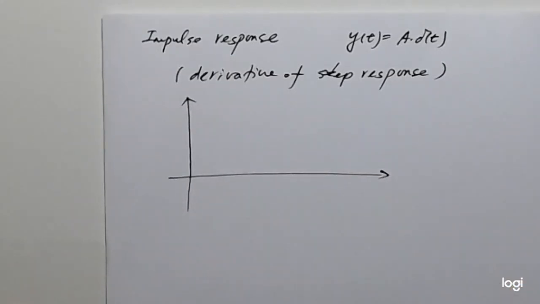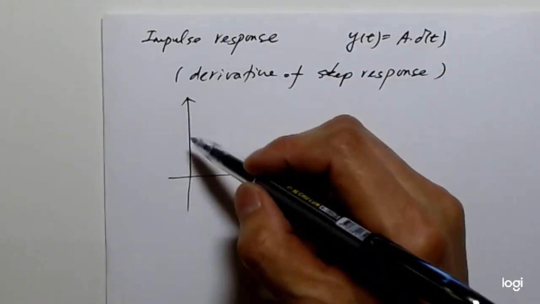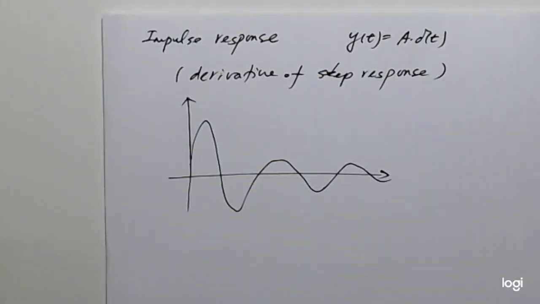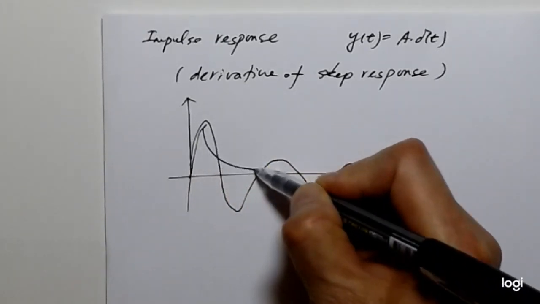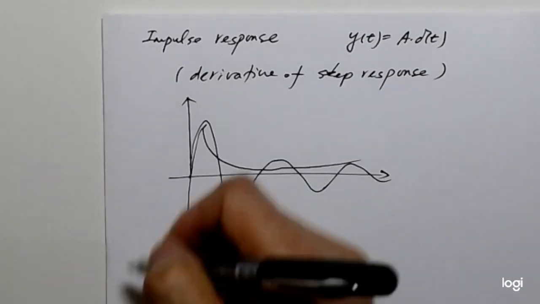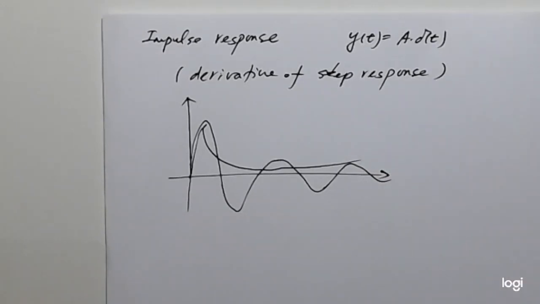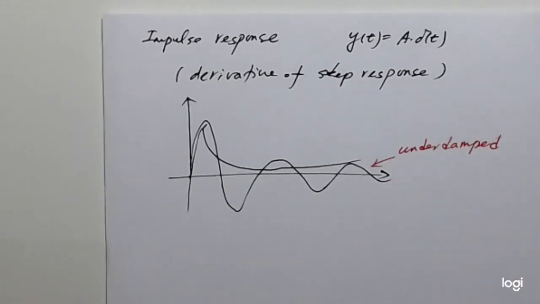So similar to the first order system, for the impulse response you should have oscillation and decay, or you might have impulse and decay. But again, if you have oscillation, that means it's underdamped. Underdamped is for oscillations.